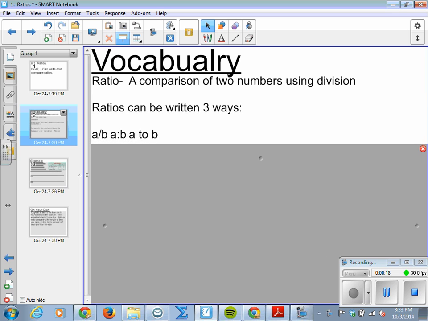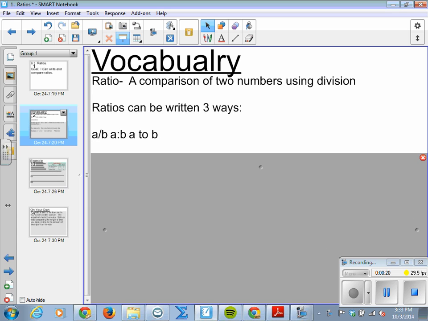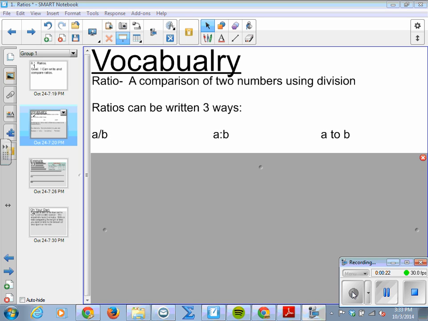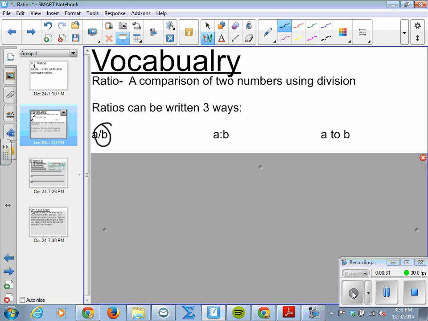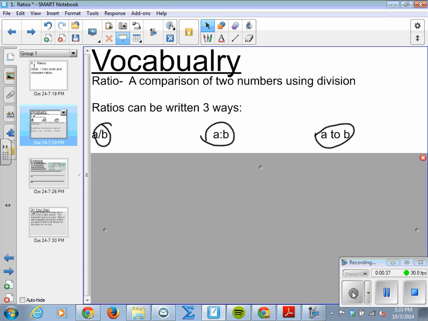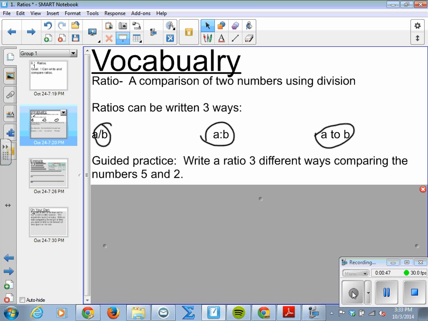So we have three ways we can write ratios. I had to adjust that formatting there, but three ways. We can use the fraction bar, which is shown right here. We can use the colon, or the word to between two amounts. All those things are referring to the saying A to B. So we're comparing two things, A to B, in division.